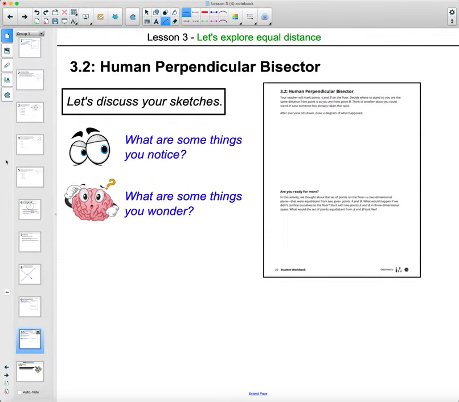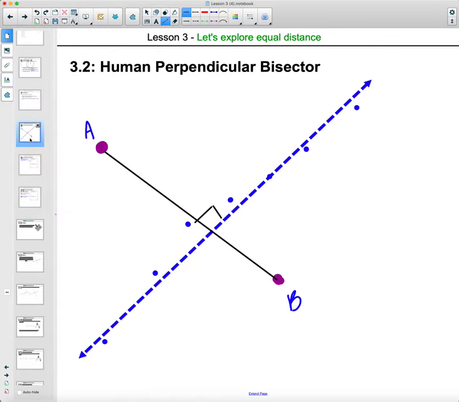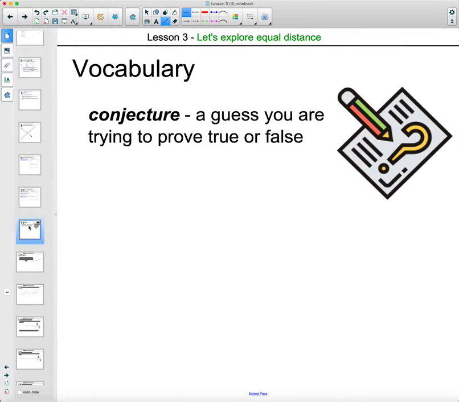So again, we just talked about what are some of the things we noticed and wondered. So we noticed that they looked like they were in a straight line. We wondered if that was always going to happen, that they would stay in a straight line. And we wondered maybe if it actually is the perpendicular bisector, since that's what the activity was kind of called. And so then we wrote a conjecture that we thought that the line was maybe the perpendicular bisector. And a conjecture is just mainly a guess. When you make a conjecture, you're just making a guess about what's happening.